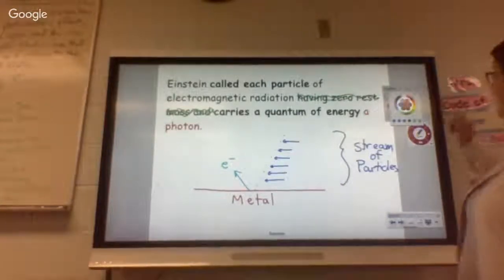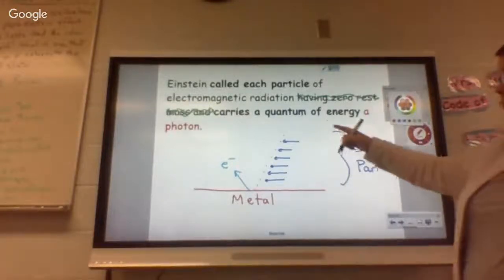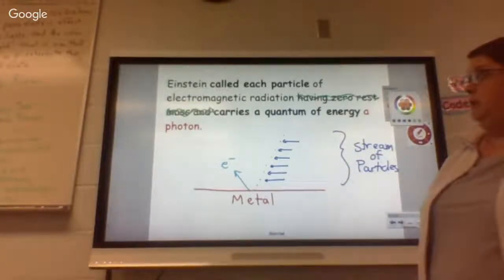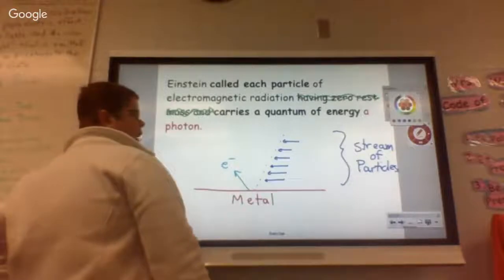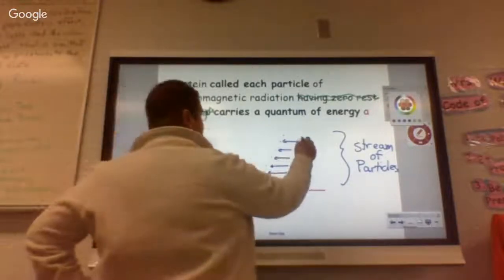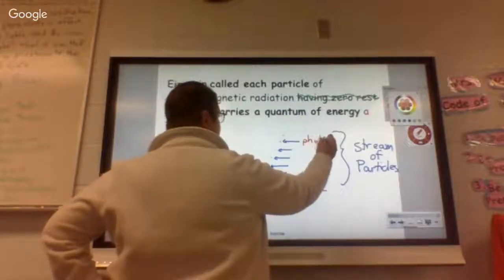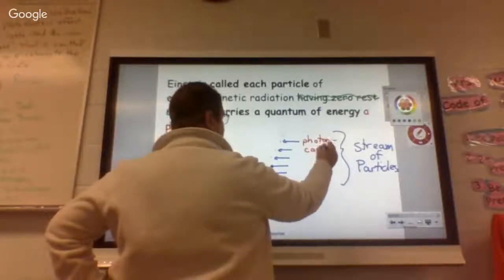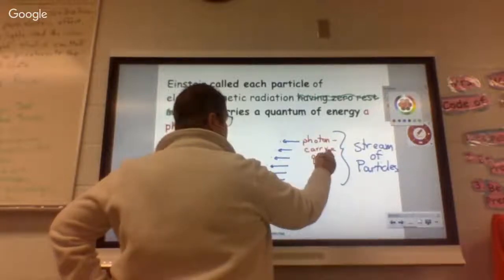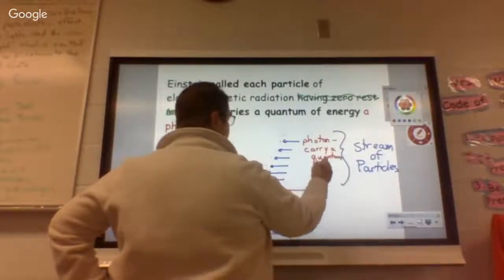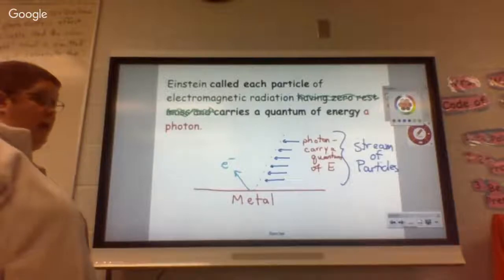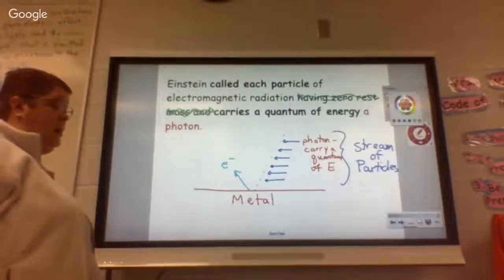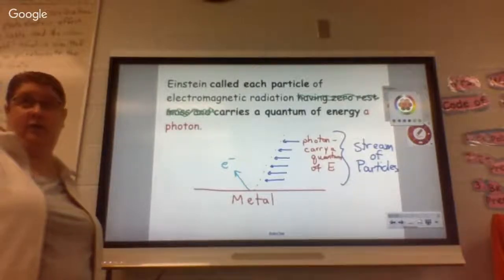All right, if this is a string of particles, based on what Einstein said, each of these particles carries a quantum of energy, so it's called a what? Photon. Each of these is called a photon, and they carry a quantum of energy. So theoretically, each one of those that strikes the metal can do what? Could knock an electron loose.